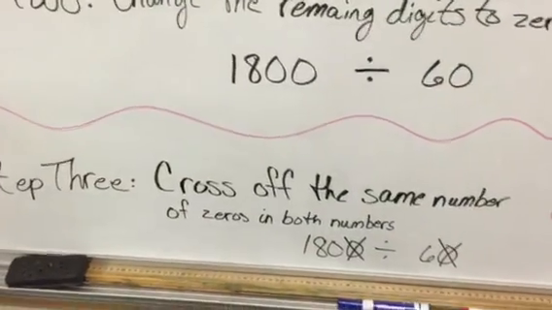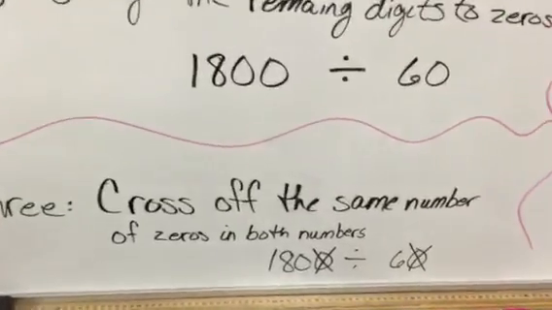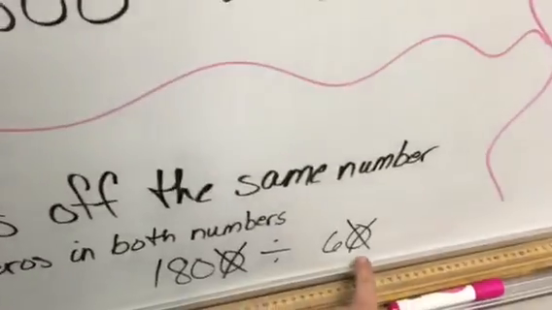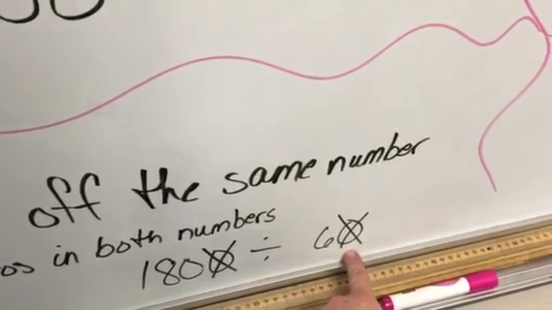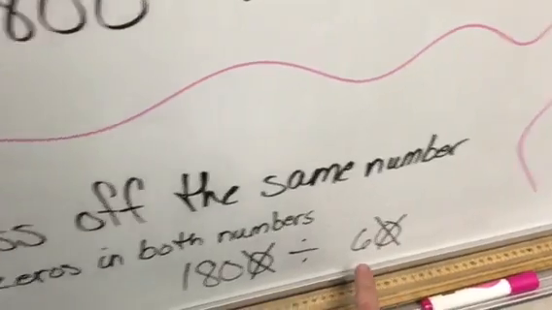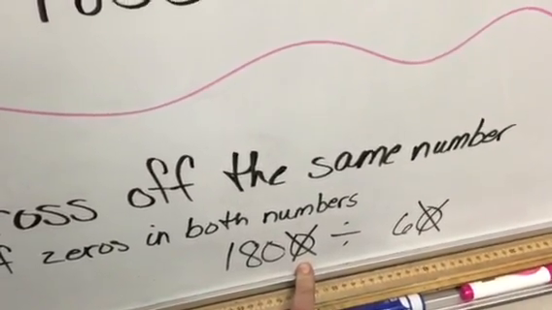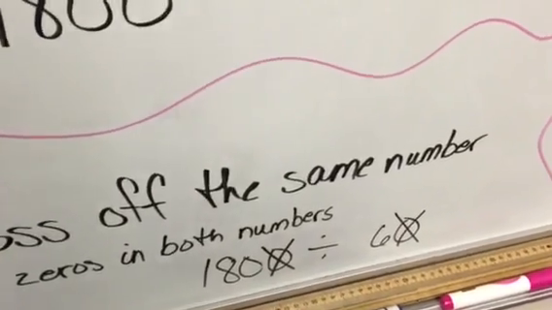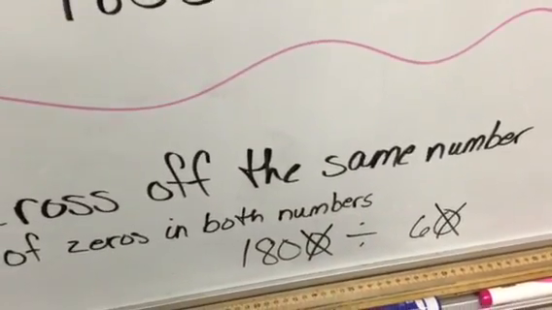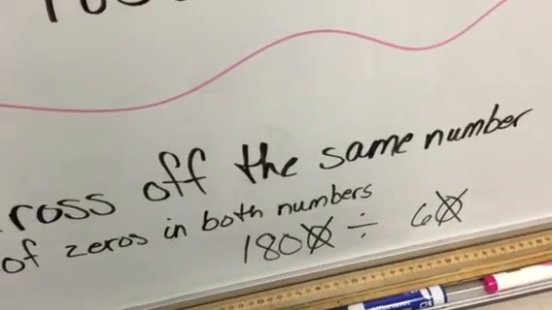Step 3, cross off the same number of zeros in both numbers. So if you notice, I have only one 0 in this number. So I'm going to cross that off. And since I crossed off 1 in this side, I can cross off 1 in this side. So my new problem is 180 divided by 6. Notice by finding compatible numbers and by taking care of some of the zeros, it makes it a lot easier to divide.